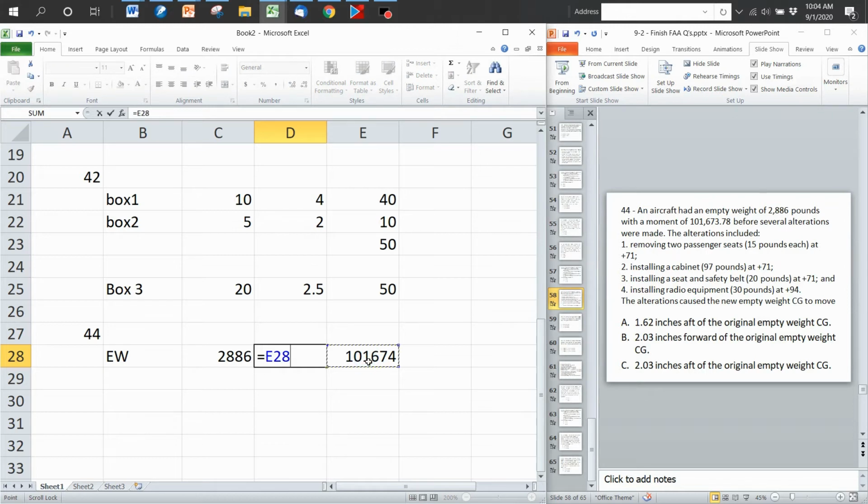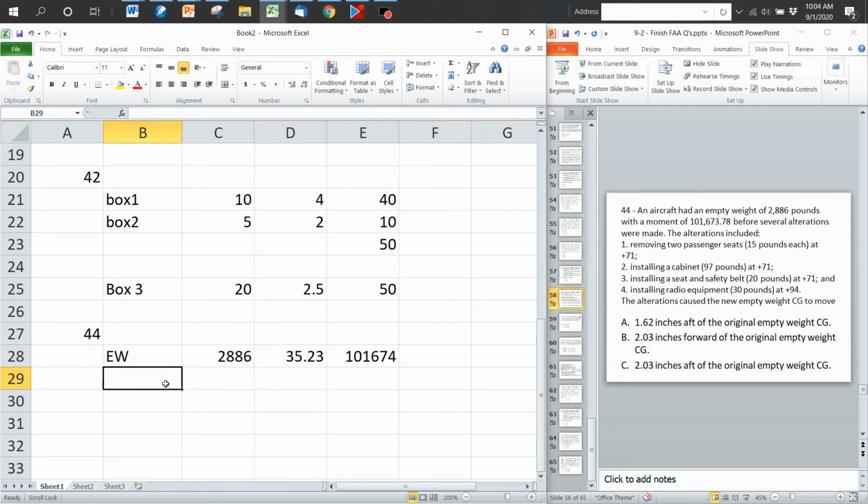I'm going to take this number divided by that number to know that my CG on my empty weight is 35.23. And I'm actually going to need to know that because I need to know what the original CG is to know how far it moves when I calculate the new CG down at the bottom. So this is my old CG, and I had to calculate it.